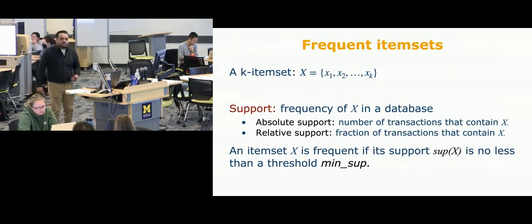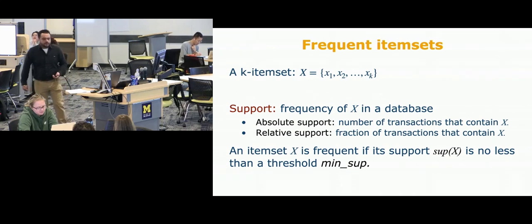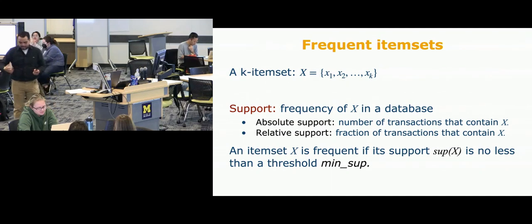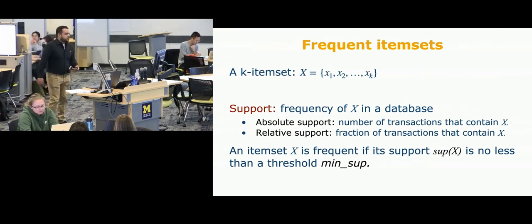So now, what is a frequent item set? First of all, let's think about what a k item set is. This is some notation that we use. A k item set is nothing but a collection of k items. So for notational purposes, we assume that in your shopping cart you have k items.